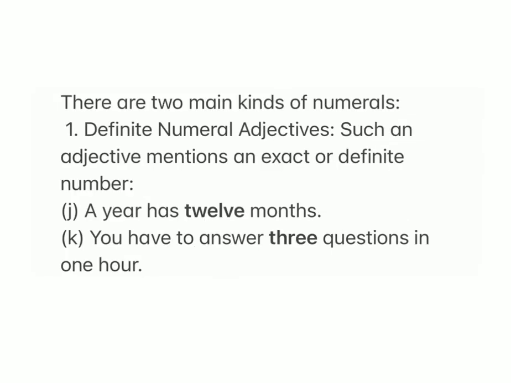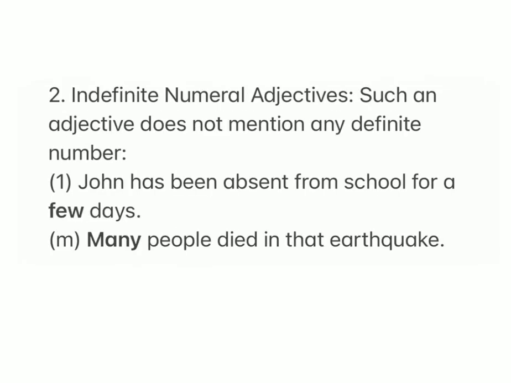There are 2 main kinds of numerals. 1. Definite numeral adjectives. Such an adjective mentions an exact or definite number. J. A year has 12 months. K. You have to answer 3 questions in 1 hour. 2. Indefinite numeral adjectives. Such an adjective does not mention any definite number. L. John has been absent from school for a few days. M. Many people died in that earthquake.